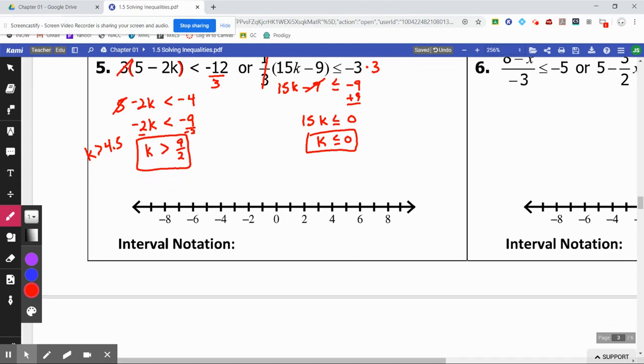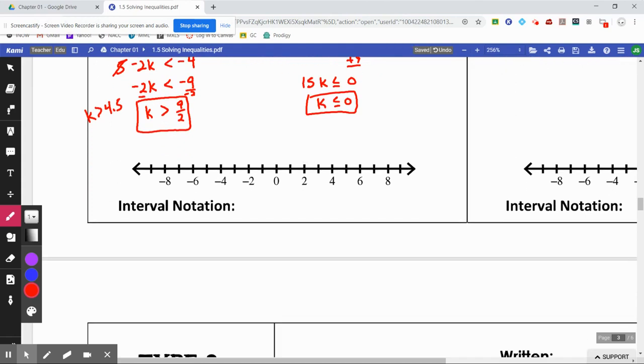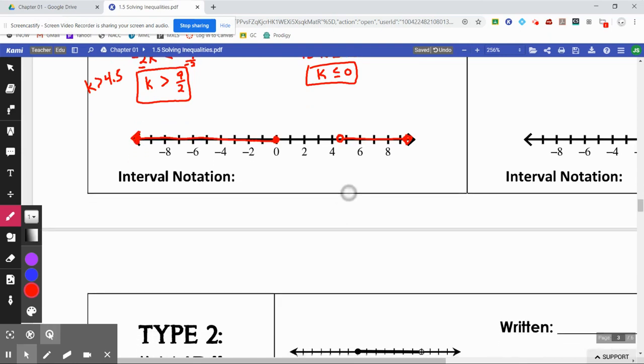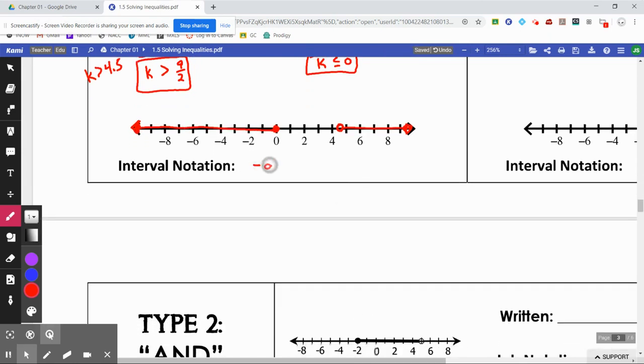So k is either greater than 4.5. K could be any number larger than 4.5. So come in here to 4.5, put an open circle and shade to the right. Or k could be any value less than or equal to 0. So there's your two options for k. So any number from negative infinity up to 0 inclusive, or any value from 4.5 up to positive infinity, non-inclusive.